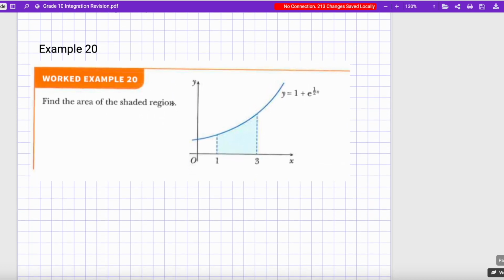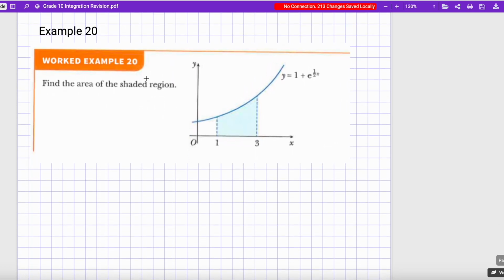You can pause the video and try it yourself first, and then check through your answer, or you can just listen to how this is done. Those of you who want to pause, you can pause now. Okay, so let's find the area. We are integrating from 1 to 3, and my function is 1 plus e to the half x dx. Let's integrate that.